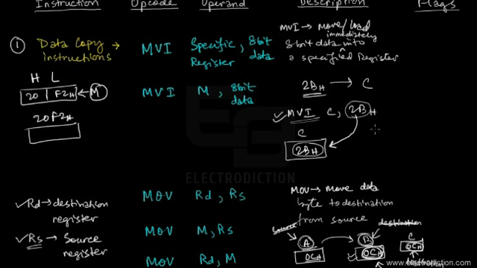We write MVI M, comma, the data byte 2BH, which we had previously transferred into register C. So we write 2BH. What this instruction does is transfer this data byte directly into this memory location instantly. So you'll find the data byte 2BH loaded into this memory location once this instruction gets executed.